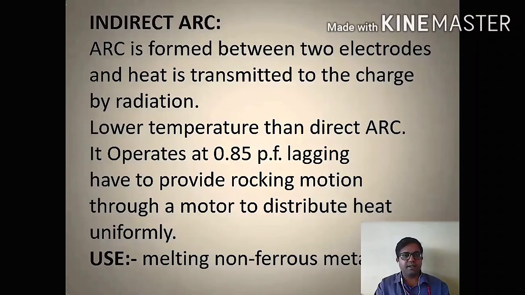Indirect arc heating. As I told, the arc is formed between the two electrodes, and the heat is transferred to the charge by means of radiation mode. And the temperature is lower as compared to direct arc heating. And its operating power factor is around 0.85 lag. And it is used for melting non-ferrous metals.